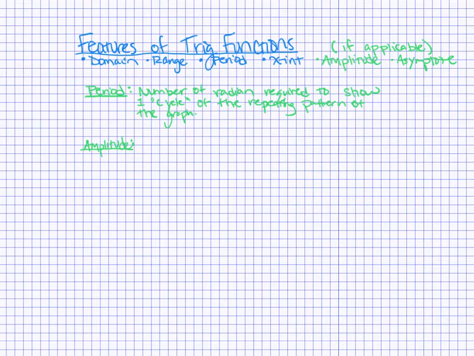So the amplitude is the height, or you can think of that as distance from the midline. And the midline is just a line that goes through the middle of the graph. And amplitude, as I said, is only applicable in certain functions. So amplitude is for sine and cosine only. So let's get to graphing our functions and finding some of those features.